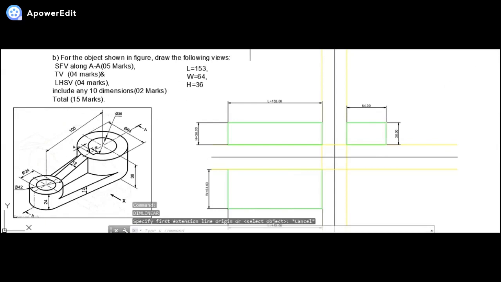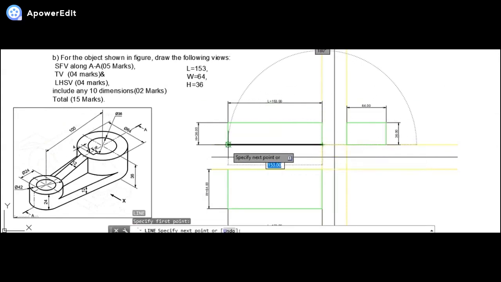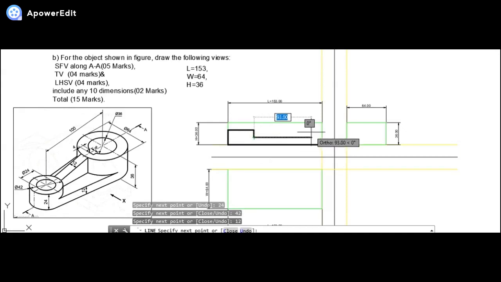Now let us start with the front view. Let us start with the normal front view. The entire bottom line will be drawn from here till here. It will be going straight up by 24 mm. Then it will be coming to the right by 42 mm because the diameter of the larger cylinder is 42. Then it will be coming down again by 12 mm. And then it will be completed.